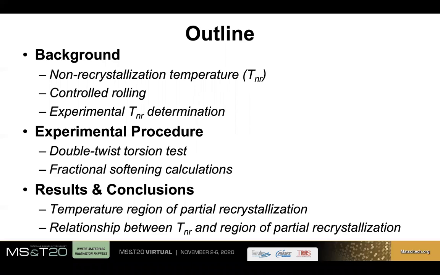For my presentation today, we will begin with some background information on the non-recrystallization temperature, or TNR. And then we'll look at how TNR relates to the controlled rolling schedules that are used to process microalloyed steels. And then we'll go through some experimental techniques used to determine TNR. After that, we'll go through the experimental procedure for the current study and look at double twist torsion testing to predict changes in recrystallization through fractional softening calculations. We'll go through results and conclusions, including a prediction of the temperature region of partial recrystallization using the double twist torsion test, and then look at the relationship between TNR and this region of partial recrystallization.